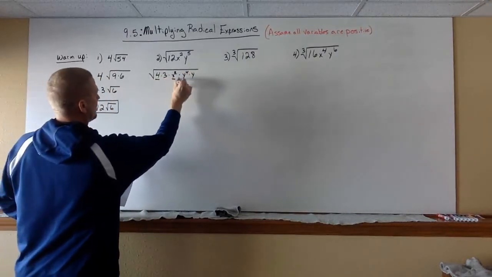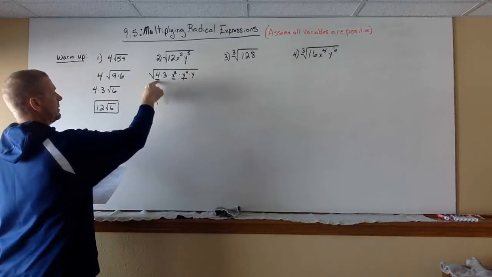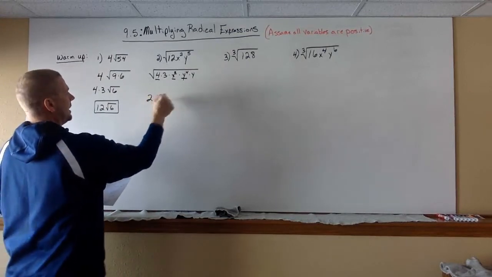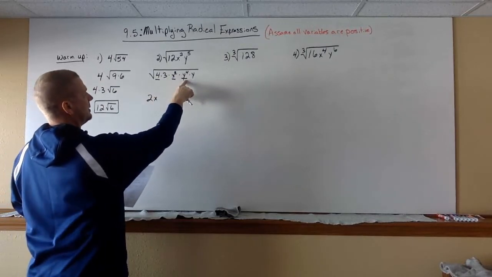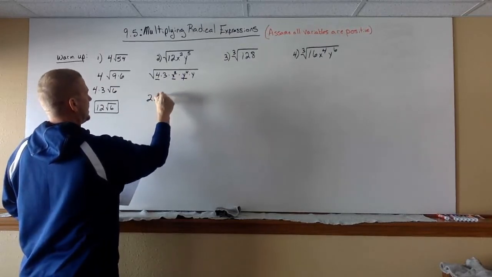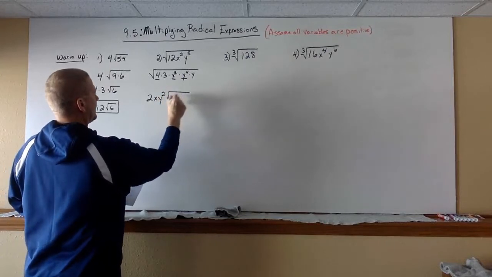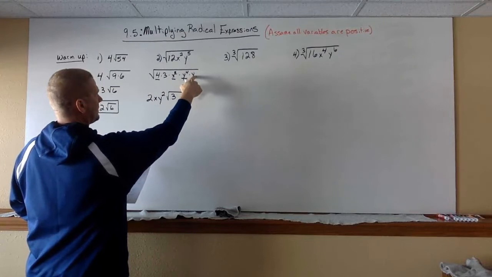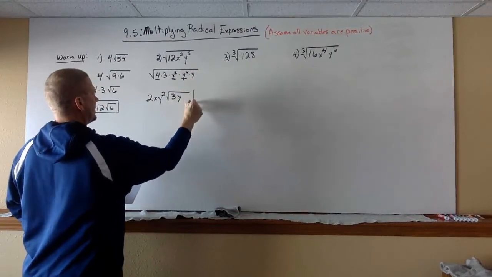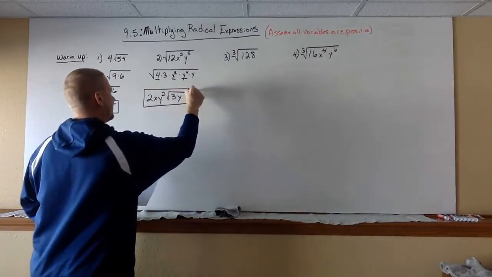Then I'm going to come back. I know these are all perfect squares, and I know the square root of 4 is 2. I know the square root of x squared is x, and I know the square root of y to the fourth is y squared, and 3 is not a perfect square, so it stays underneath the root, and y to the first is not a perfect square, so it stays underneath the root, and I get right there.